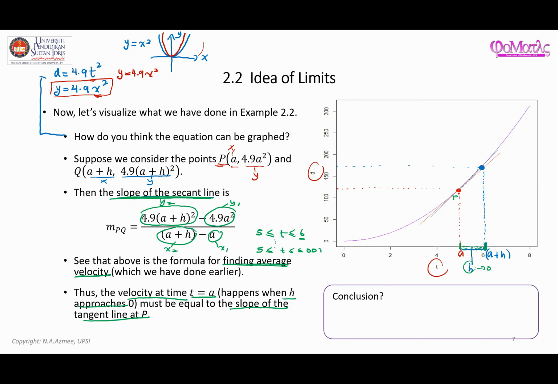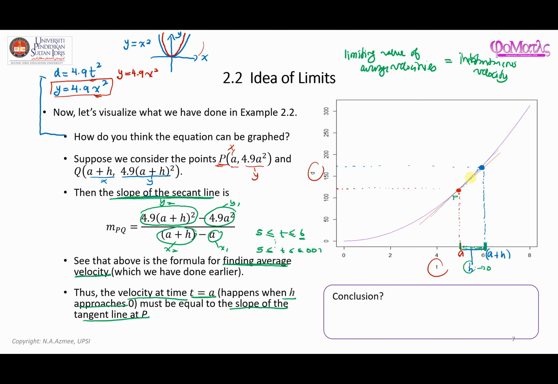So let me just write down what we have done so far. We have shown that the limiting value of average velocities is equal to instantaneous velocity. Why? Because when you see that the interval gets closer and closer to this particular point here, you will get the instantaneous velocity at time t equals 5.